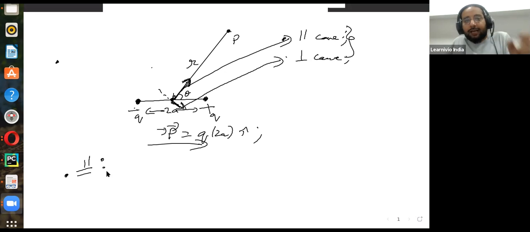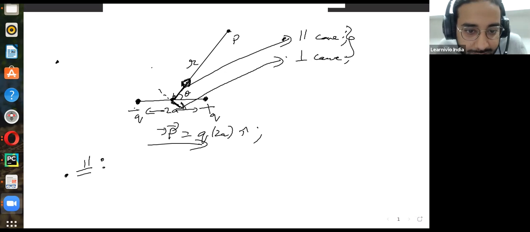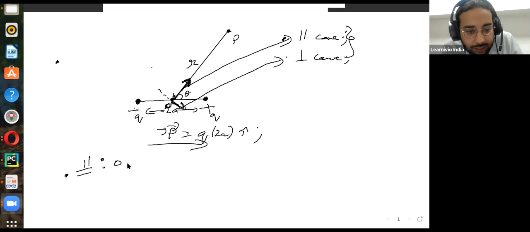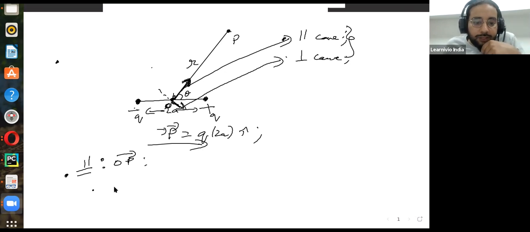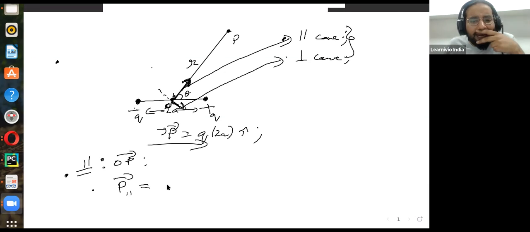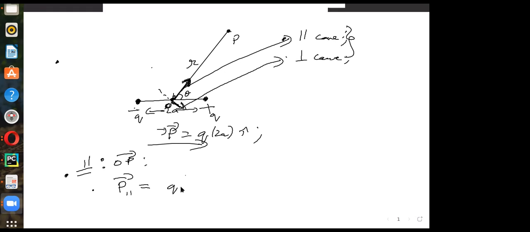Lovely. So let's calculate the parallel case. Parallel means the one in the direction along the line O to P. What will be the component? What will be your P parallel? Sir, Q into 2A. Sorry, Q into 2A.